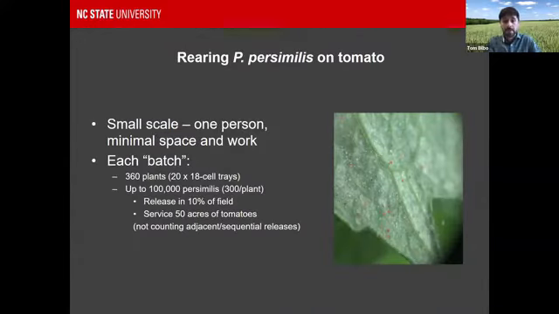But we have been able to produce a lot on a small scale. That really only takes one person and not a lot of space. So, for example, for one batch, if we had 360 plants, 20 of these 18-cell trays, we've been able to produce up to 100,000 Persimilis in this system. And so if you're only releasing in 10% of a field, this would give you potentially 50 acres of tomatoes, which is pretty good. So this system works pretty well. Once you get it down, it's not too difficult either.